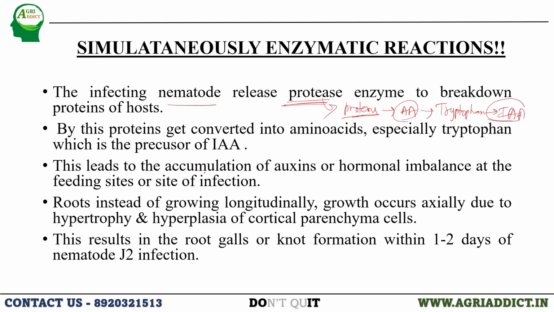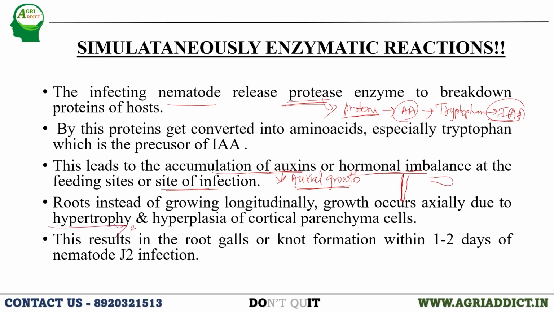and thus it leads to the accumulation of auxins. Auxin is a hormone, that is a phytohormone, which can be formed from indole acetic acid, and it leads to a condition known as hormonal imbalance at the feeding site or site of infection. What is the role of auxin? That is axial growth. So as the auxin concentration increases, the root, instead of growing longitudinally, starts growing axially due to a condition known as hypertrophy and hyperplasia.